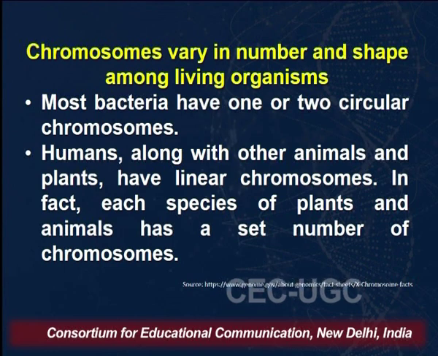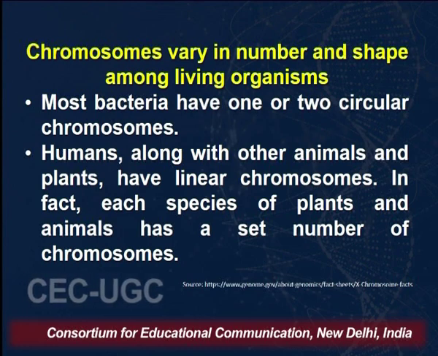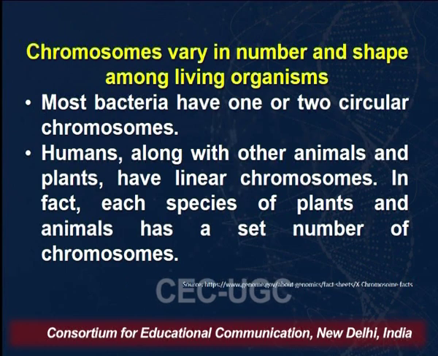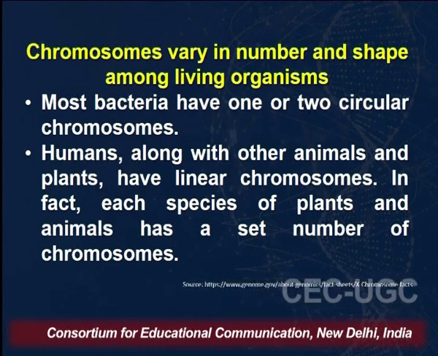Now, in the case of bacteria, there are about one or two circular chromosomes present. Each species of plants and animals has a different set of chromosomes, and the numbers vary. So, we will take up some examples of how the numbers vary. If we see the rice plant, it has about 12 pairs of chromosomes, while the fruit fly or Drosophila has 4 pairs of chromosomes. In the case of the dog, there are 39 pairs of chromosomes.